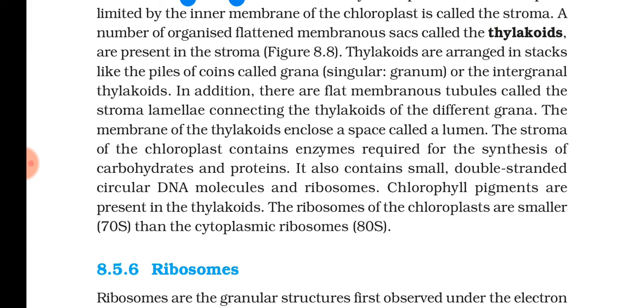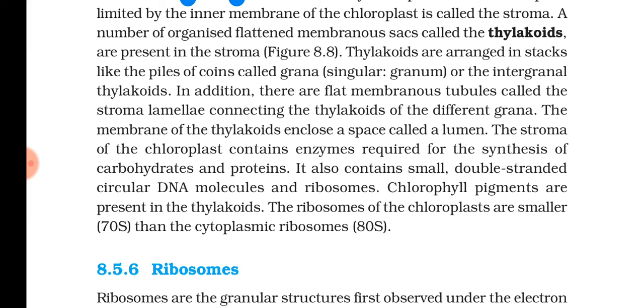And the matrix is known as the stroma, and it contains various enzymes needed for the synthesis of carbohydrates and proteins. Then they also contain a double stranded circular DNA, then ribosomes, etc. Understood? So this chloroplast is also an example for what?